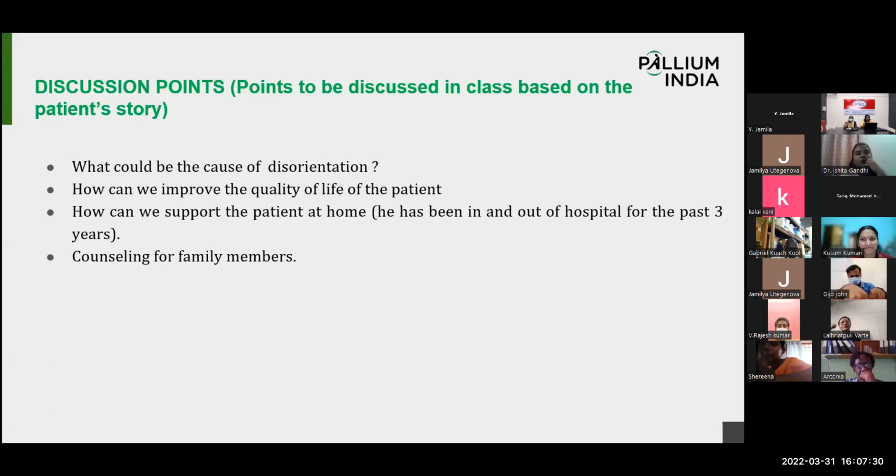So how can we improve the quality of life of the patient? How do you improve the quality of life of this patient? I'm seeing some answers coming in the chat. Yes, the relevant answer is explaining the treatment plan to the patient and family, and health education, which I agree with.